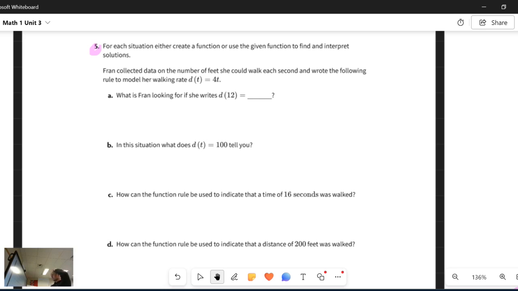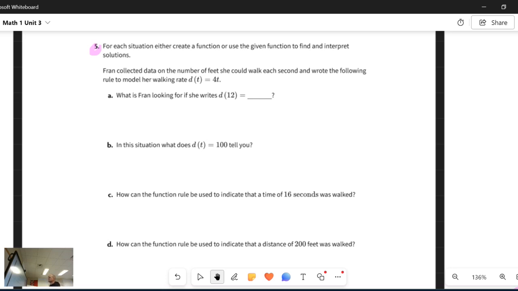So, for every second that she walks, she goes 4 feet. That's what that function said, which I may have just gone through and said. But what it says here is, this is part A. What is Fran looking for if she writes d of 12 is equal to blank? What she's looking for here is she's trying to figure out how many feet she walked in 12 seconds. So you just plug 12 in for t there and solve and get that that's 48 feet in 12 seconds.